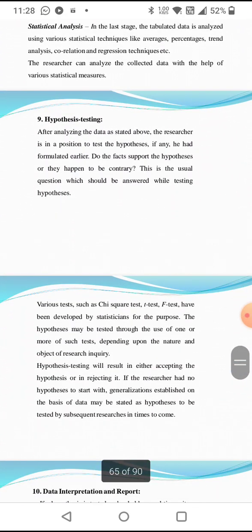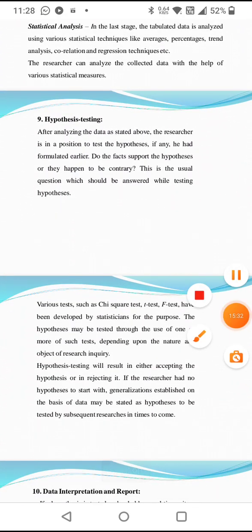And next is hypothesis testing. So what do you do in hypothesis testing? After analyzing the data, the researcher is in a position to test the hypothesis if he has formulated one earlier. He'll check whether the facts support the hypothesis or happen to be contrary. This is the usual question which should be answered while testing a hypothesis.